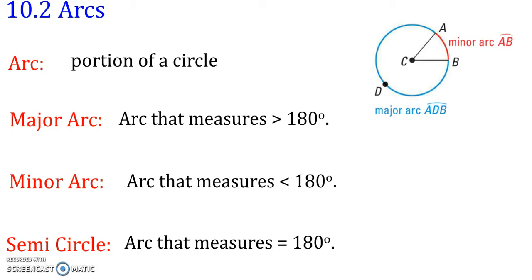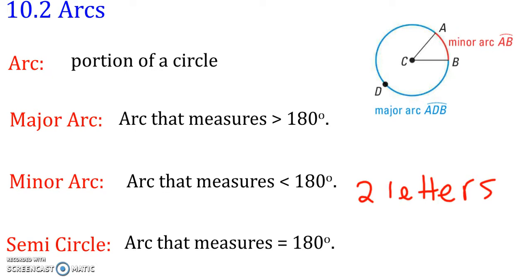What's really important about these arcs is the naming of the arcs. And one thing I just want to remind you, minor arcs are going to be named with two letters. And this is why if I just said to you, what's the measure of arc AB? Well, you wouldn't know if I mean AB this way or I mean AB all the way around that way. So that's why you have to know that minor arcs are two letters.